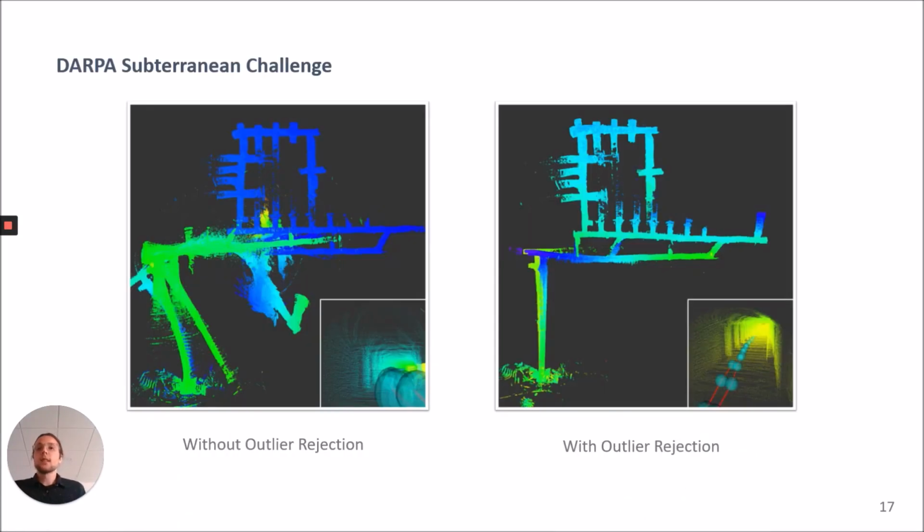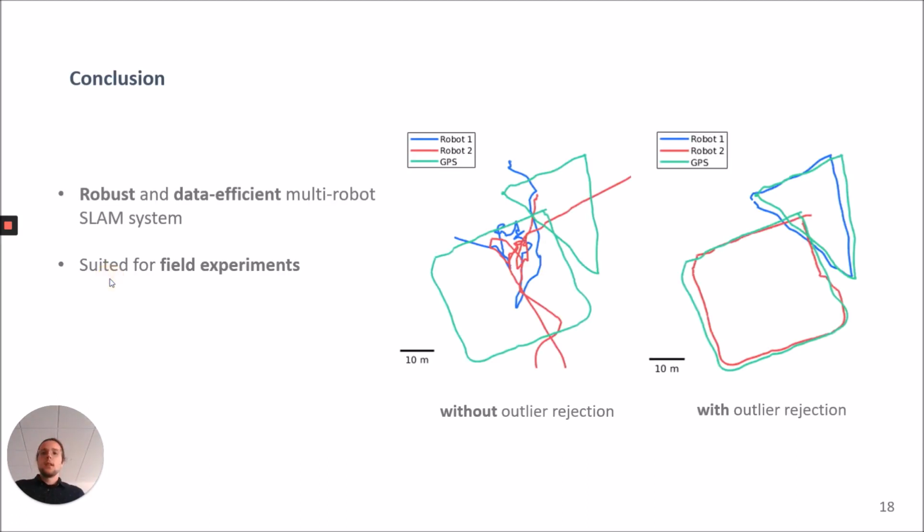Our final set of experiments was done using a LiDAR-based front-end and data from the DARPA Subterranean Challenge. Even in this quite different setup, we can see the positive effect of the distributed outlier rejection mechanism of SLAM on the map estimates. In conclusion, SLAM is a robust and data-efficient multi-robot SLAM system suited for field experiments.